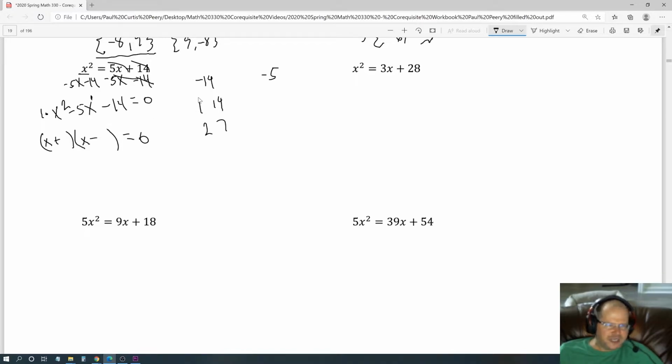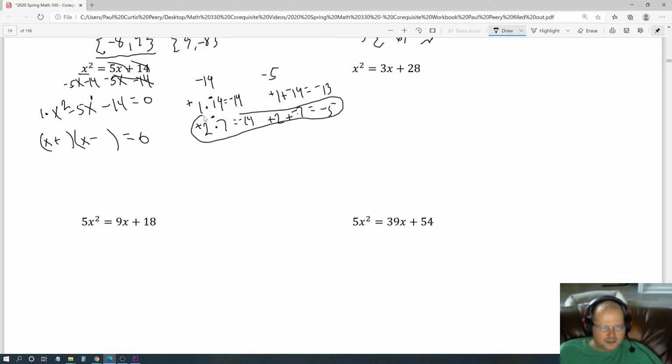Now, because you end up with a negative, you know the stronger number must be negative, and the weaker number must be positive. So multiply it together to give you a negative 14, and add together to give you a negative 5. So the first one gives me a negative 13. That's no good. Second one, negative 5, and that is good. So it looks like this right here is what you get.